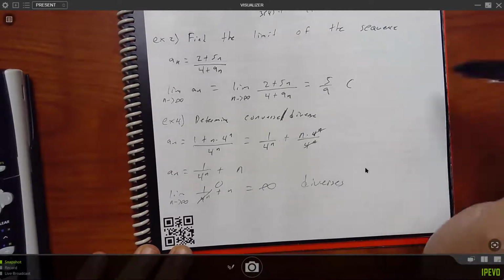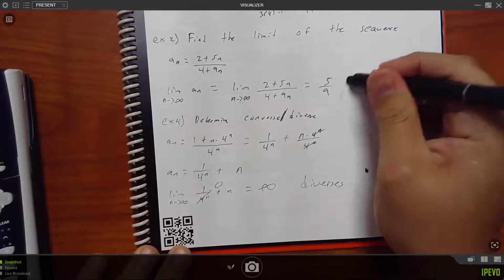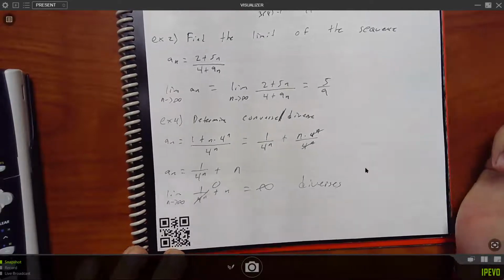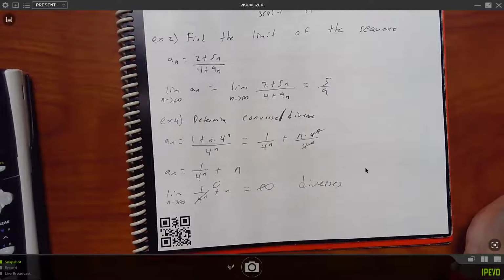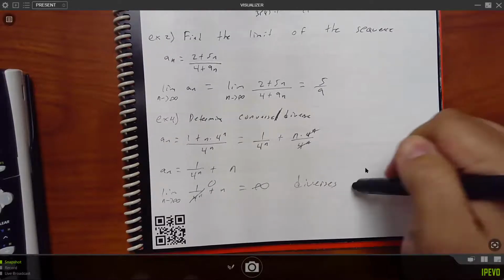So whenever you're dealing with sequences, if a limit exists, then it converges to a finite number. So that's all you check. If it doesn't exist or it's infinite, it diverges.